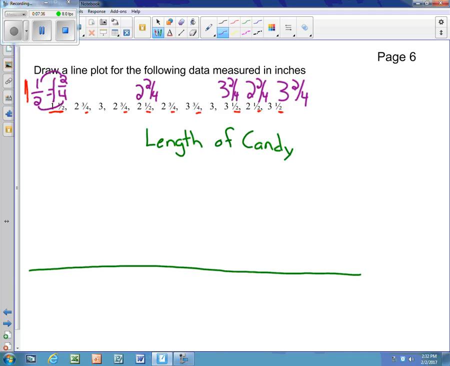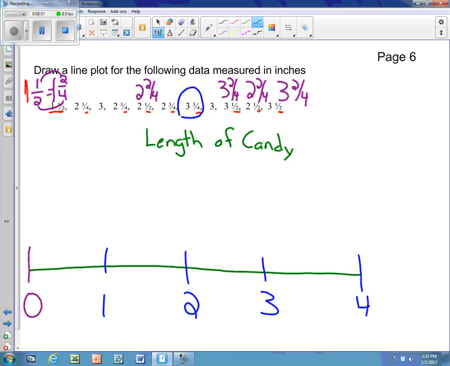So now that I've changed all that, I can go and I can start. So I always start with 0 no matter what. But then the next thing that I need to look at is what's my largest number up here. My largest number up here is 3 3/4. Since that's the largest number I have, I know I have to go greater than 3, but I'm not going over 4. So I can split it up into 0 to 4. Then I'm filling in my whole numbers.